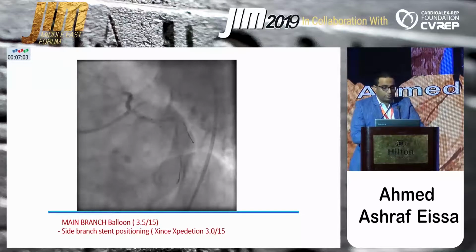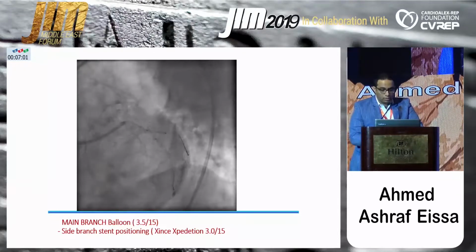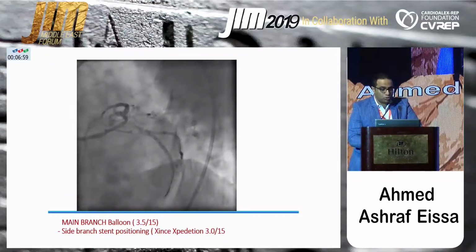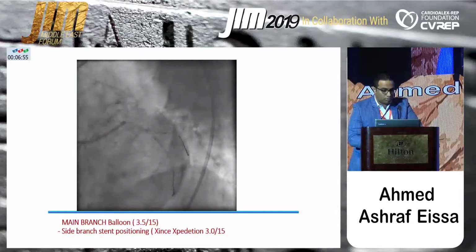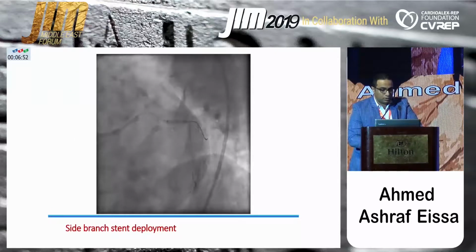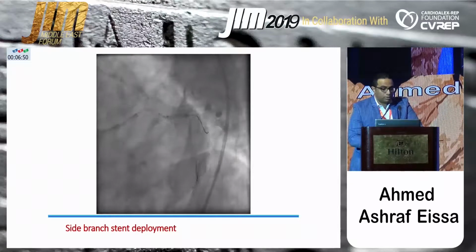So I put a main branch balloon 3.5 by 15 and stented the side branch using Zions Expedition 3.0 by 15 with minimal protrusion in the main branch. Side branch stent deployment.